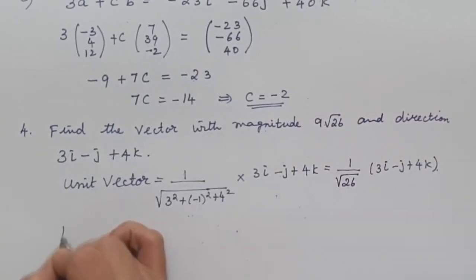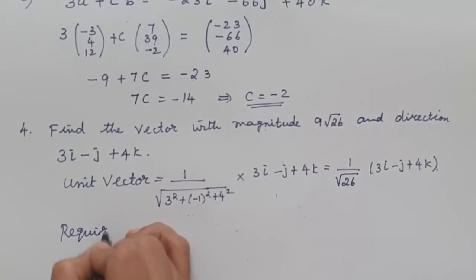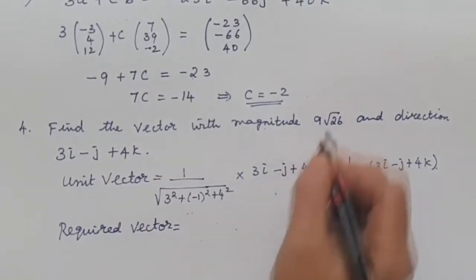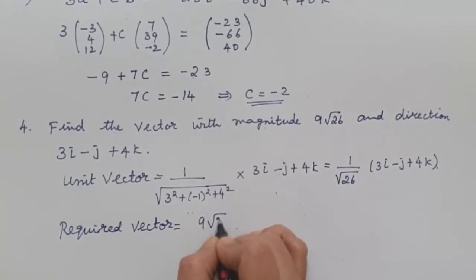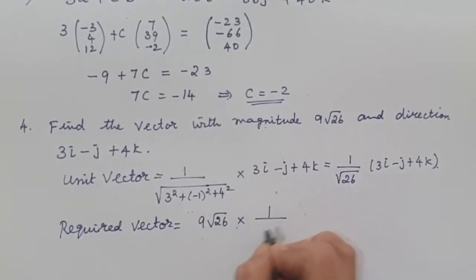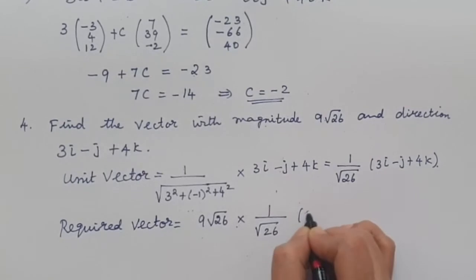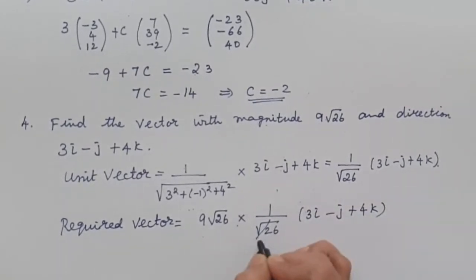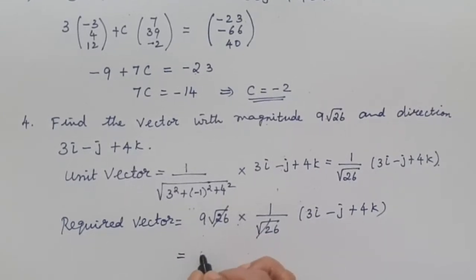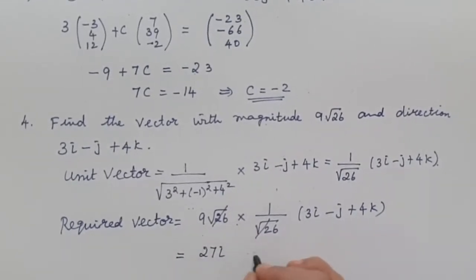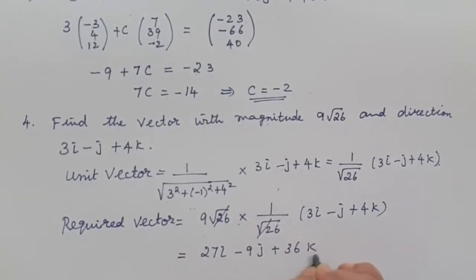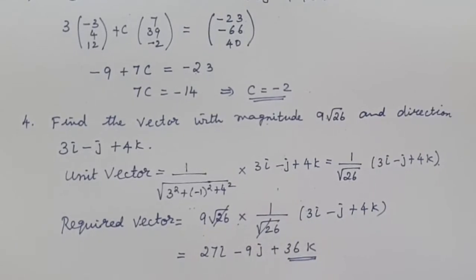And our required vector will be this magnitude multiplied by the unit vector. So 1 over square root of 26 into 3i minus j plus 4k. So when we cancel it, our required vector will be 9 has to be multiplied with this. 27i minus 9j plus 36k. This is our required vector.